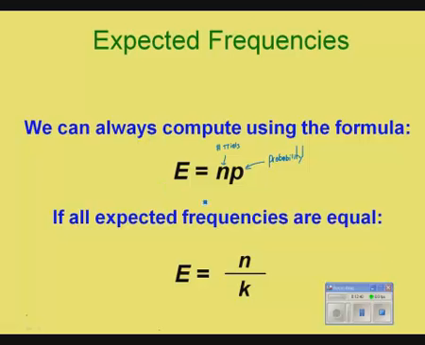Remember I said that E is computed based on a probability? And I see a typo here from our editor, so I'm going to edit it myself right now. It says if all expected frequencies are equal. I don't really like that. I'd rather say if all the probabilities are equal, or if all categories are equally likely. That's what I like.